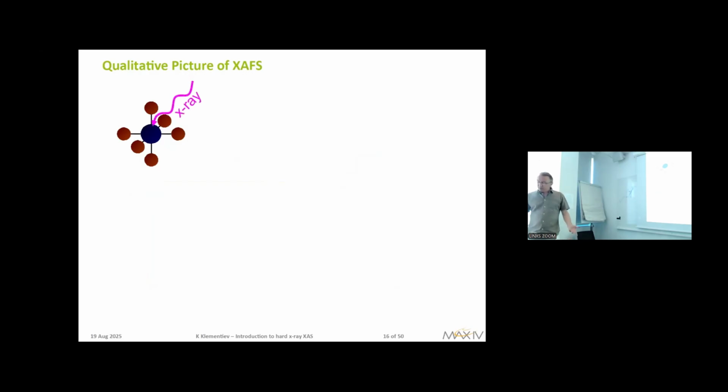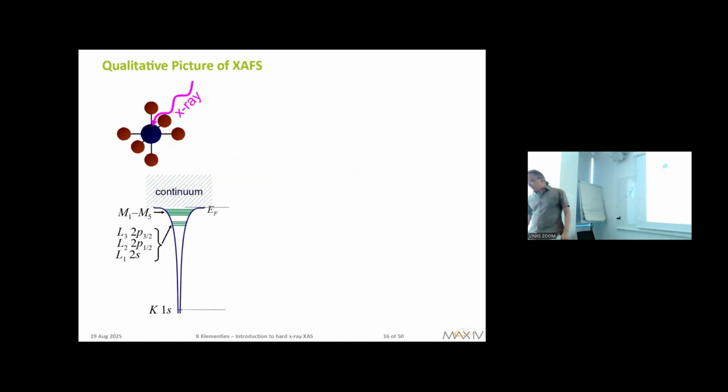We have our sample, we illuminate it with X-rays, and we want these X-rays to be absorbed by the material. We identify what's called the central atom. Why do I think that it is absorbed by this atom, not another atom? Well, because I select my energy close to the absorption edge of this atom.